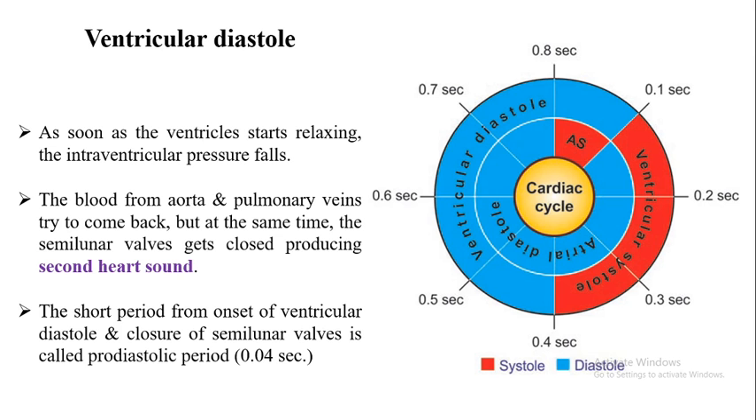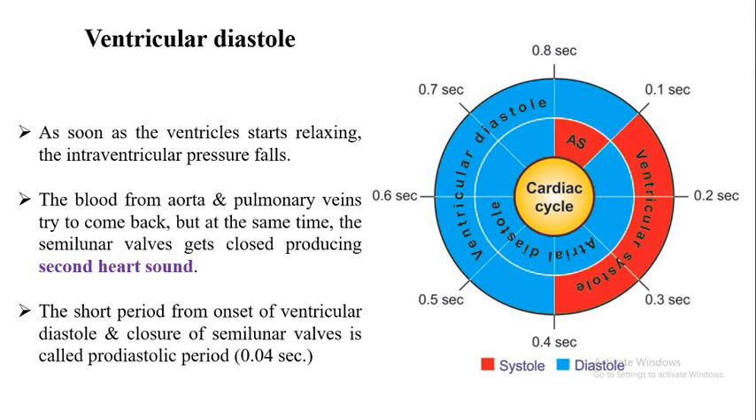The next phase is ventricular diastole. As soon as the ventricles start relaxing, the ventricular pressure falls, because the muscles of the ventricular wall are now relaxing. Hence the pressure inside the ventricle is reduced. As the pressure reduces, the blood from the aorta and pulmonary artery tries to come back into the ventricle.